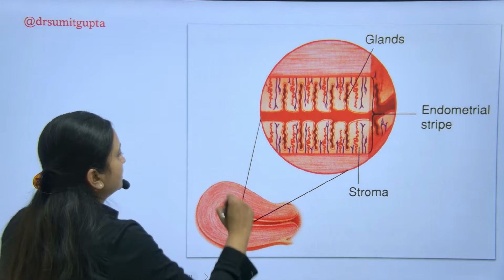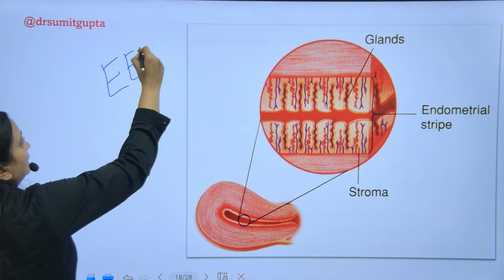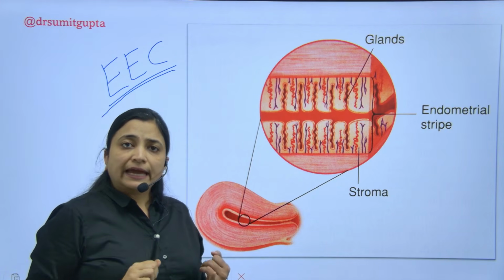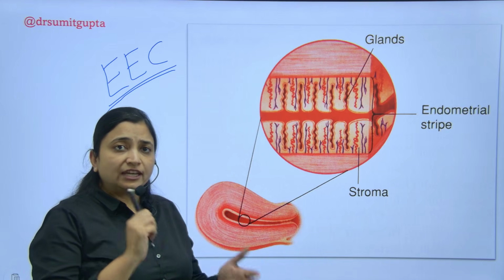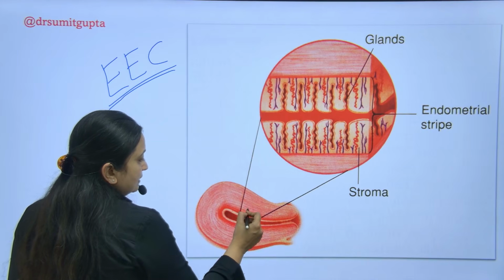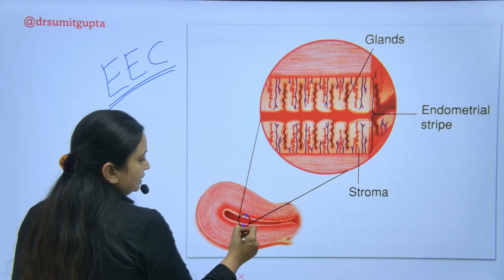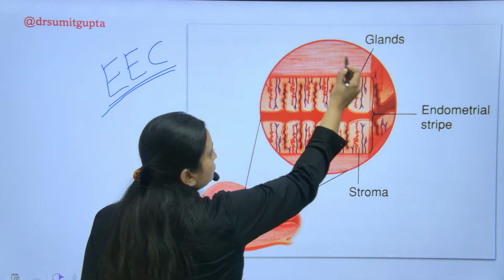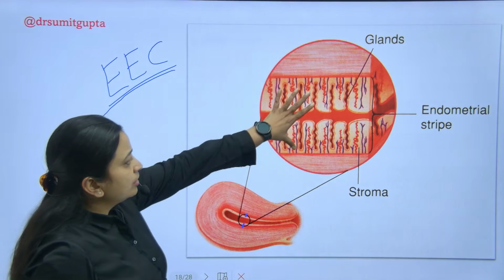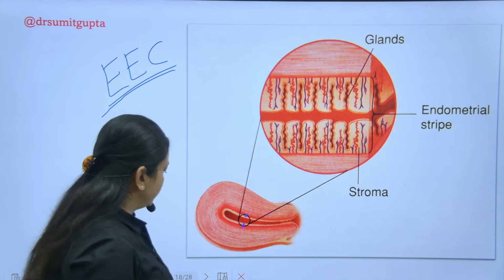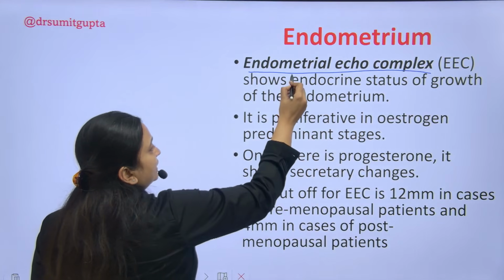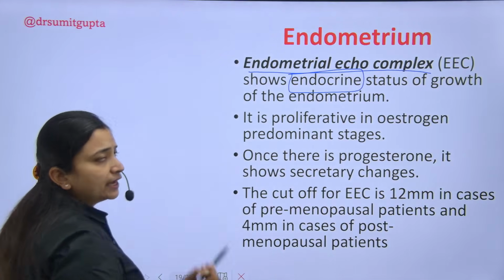Now how do we study? This is something called as the EEC, endometrial echo complex, seen in the sonography. Endometrial means pertaining to endometrium, echo, that echogenicity created by the sound waves. So this is the uterus. It looks like this in a transvaginal scan. This is the anterior endometrium, this is the posterior endometrium, and this is the cavity. So if we zoom this, the gland, stroma, and the whole endometrial stripe is visible. So we generally focus on this area to look at the endometrium. So the endometrial echo complex, it shows mainly the endocrine status of the endometrium. How?